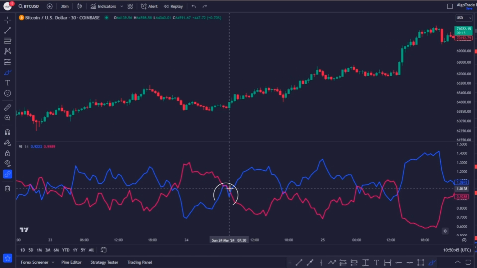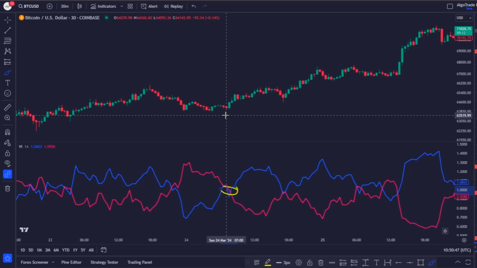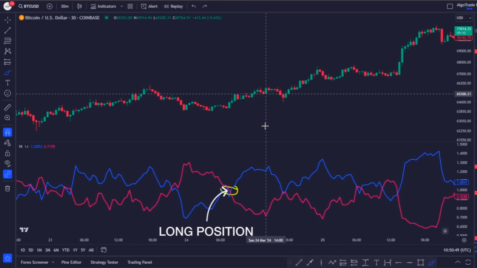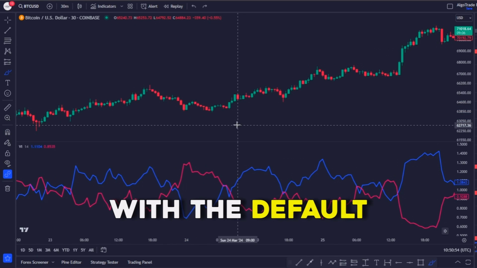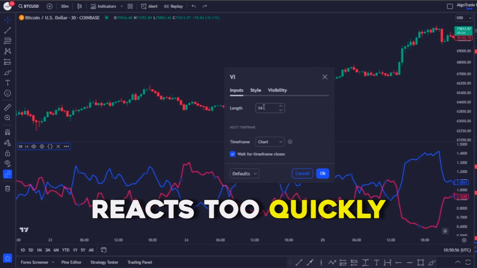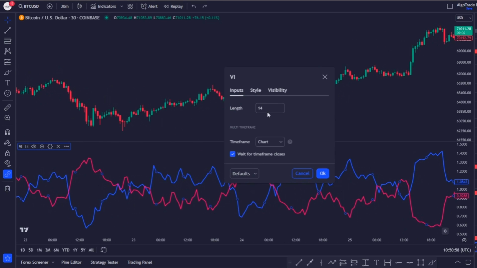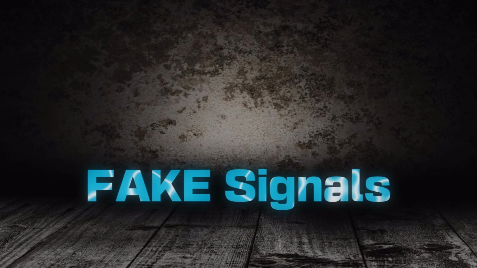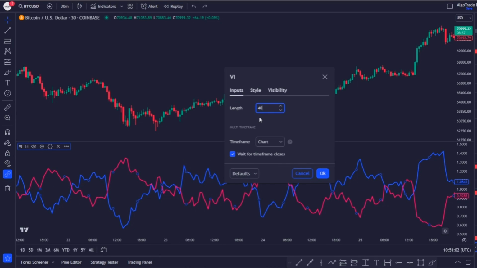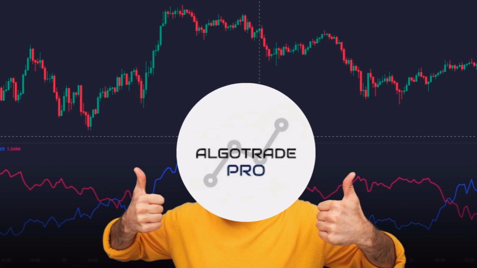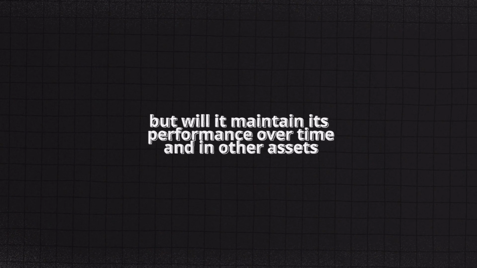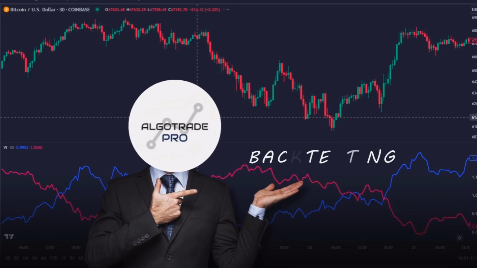When the blue line crosses above the pink one, it means it is a good time to enter a long position, and the opposite is true for short positions. With the default settings, this indicator reacts too quickly to price movements and therefore gives a lot of fake signals. But to smooth it out, traders usually use a length of 40, and it seems that with this change the signals are quite good. But will it maintain its performance over time and in other assets? Let's find out by backtesting it.